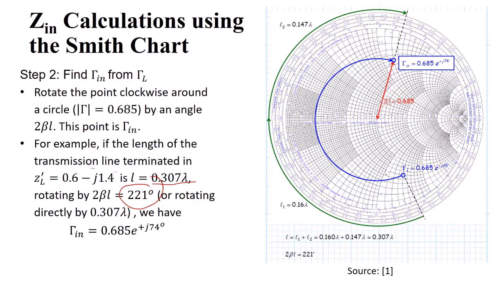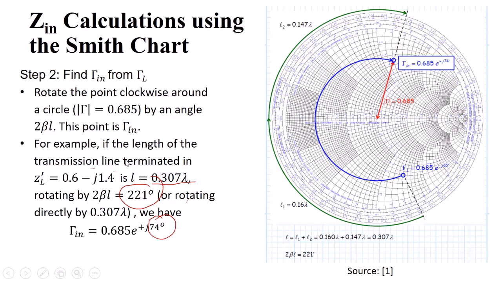Or you can move 0.307 lambda. So you find out what the lambda value is and you add 0.307 times this lambda, and you will reach this point. Once you reach this point, the magnitude remains constant. Now you just have to find the phase. So what is the phase? You can find this angle to be 74 degrees here. This angle is 74 degrees.